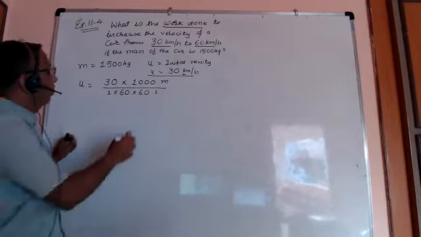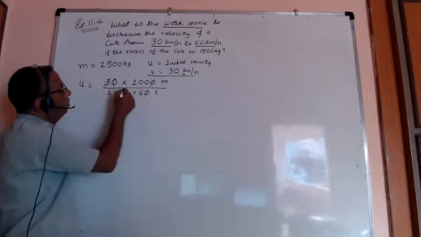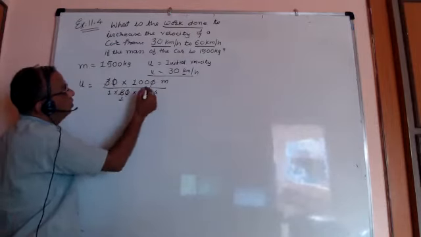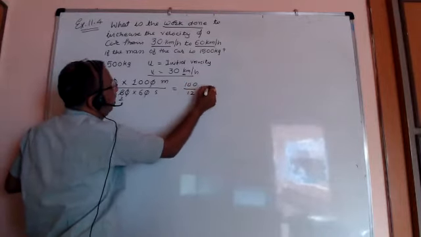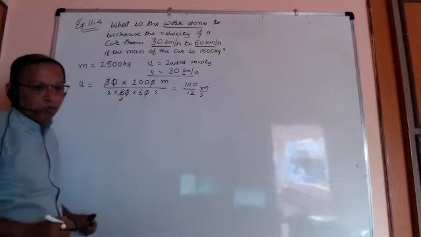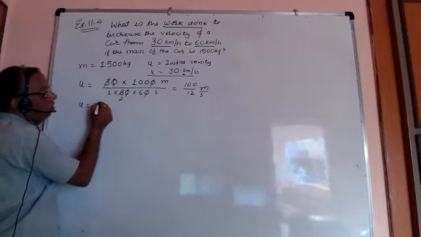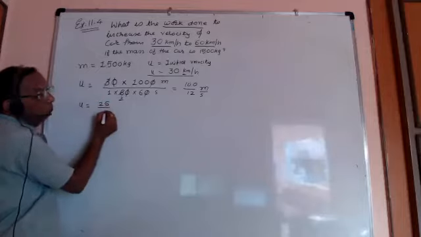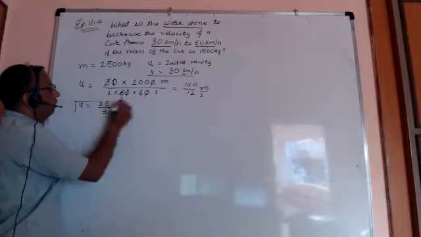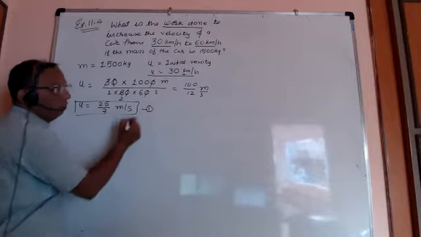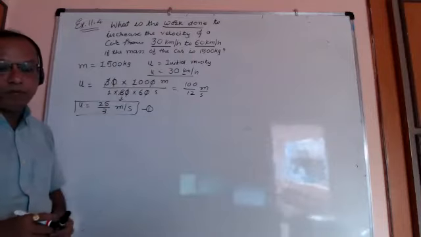Now you can see the zeros cut, and we get 100 by 12 meter per second. If you go for some more simplification, you will get 25 by 3 meter per second. This is the initial velocity we get from 30 km per hour.